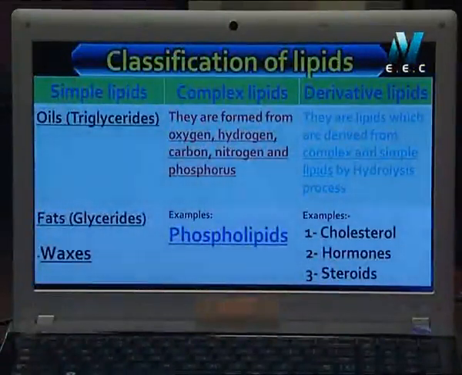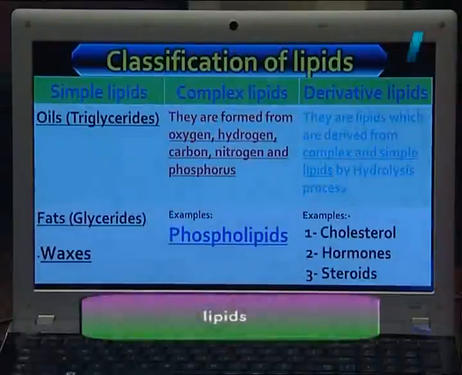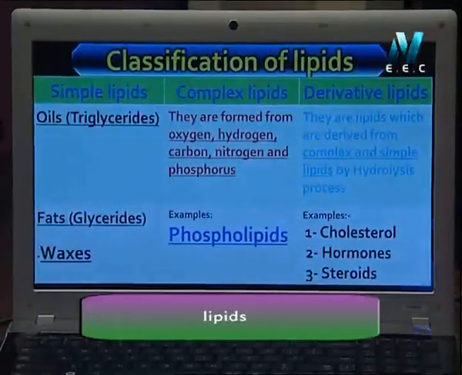Now we have a classification of the lipids. Lipids are divided into 3 parts: simple lipids, complex lipids, and derivative lipids. Simple lipids, all of you know: oil, fat, or wax. All of this we call simple lipids.